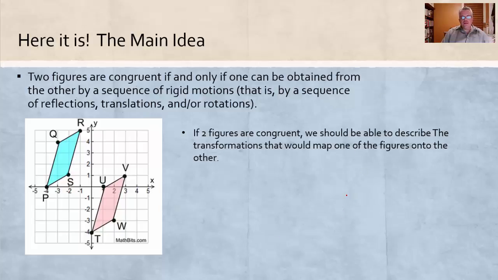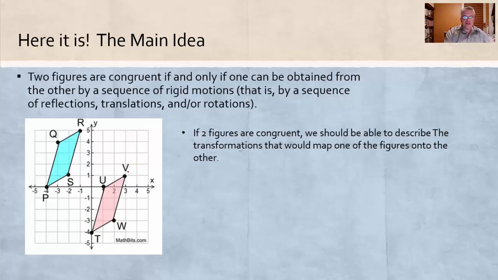So like here in the figure, we have two parallelograms, kind of a pink one and a blue one. If I want to show that the pink one is congruent to the blue one, I have to be able to provide a transformation that would map it on top of it. And it looks like we could do it. In fact, in this case, it's just a translation. So if two figures are congruent, we should be able to describe the transformations that would map one onto the other. Usually, we do that by writing a rule.